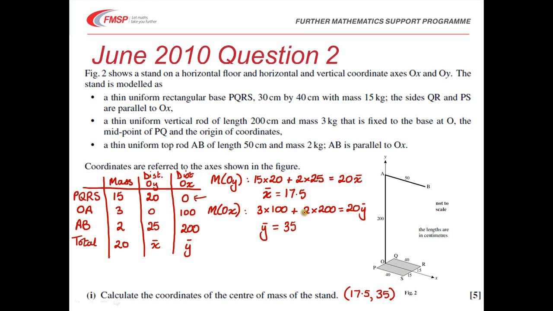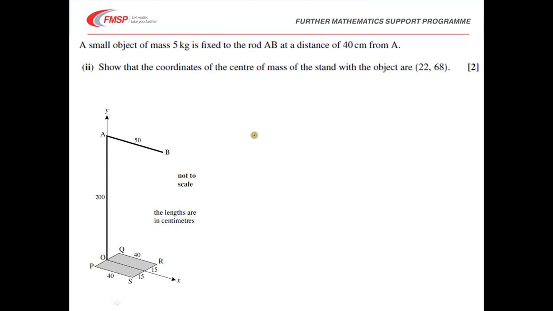Just taking a quick look at the allocation of marks there, you would be given a method mark for the method of taking moments. You'd have a B mark, an answer mark for giving at least some correct values in this section here, an answer mark for gaining the 17.5, and an answer mark for y equals 35.